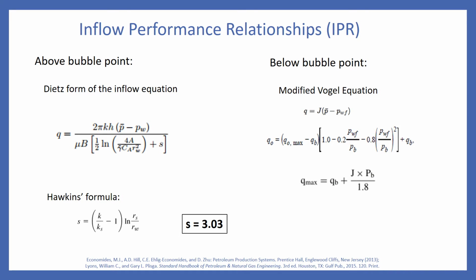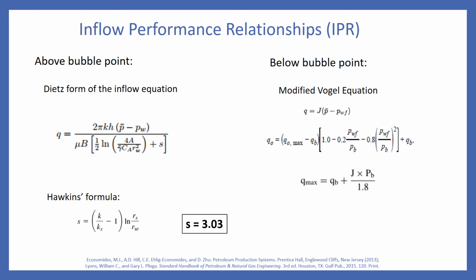To form our IPR curves, we used Dietz inflow equation for pressures above the bubble point. We chose this equation to allow us to observe changes in flow rate due to different drainage shapes as we will observe later. Under the bubble point, we used modified Vogel's equation to obtain values.